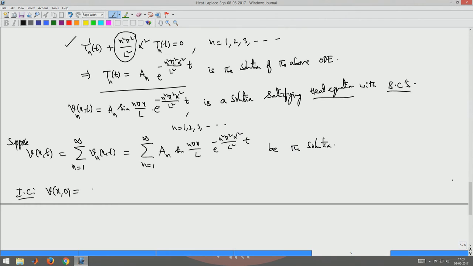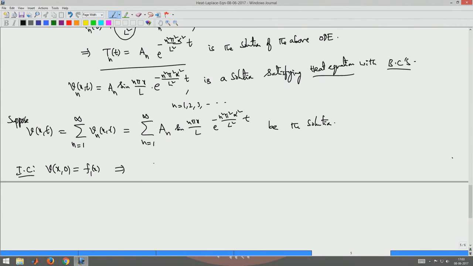So V of x, 0 equals f1 of x, where f1 of x is f of x minus g of x that you have evaluated earlier. This implies V of x, 0 is this sum, n from 1 to infinity, a_n sin(n pi x by L). When you put t equal to 0, that term is 1. So this is equal to f1 of x.